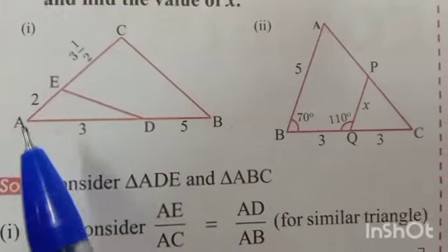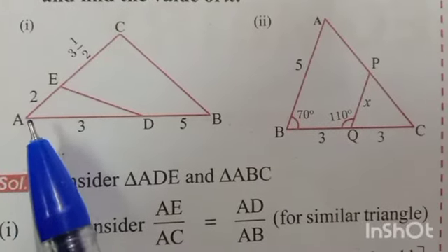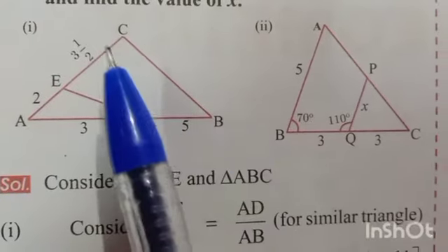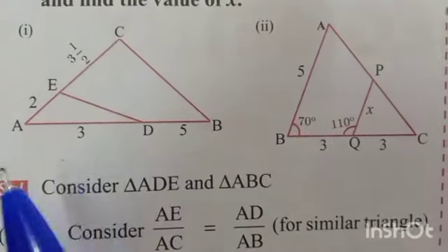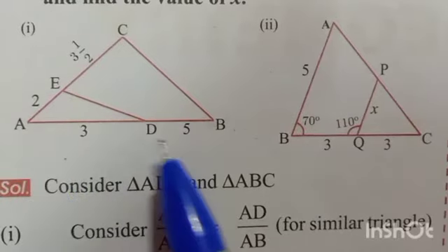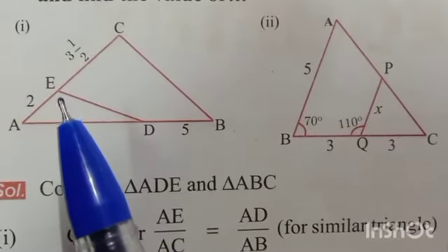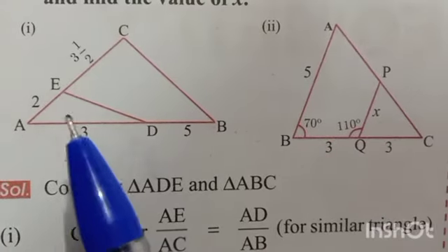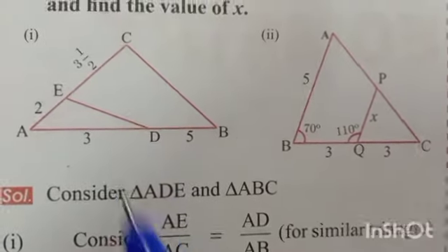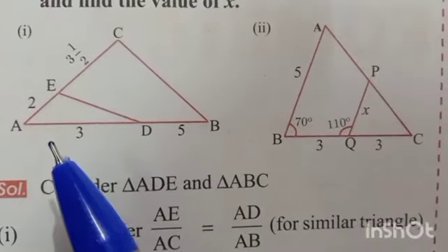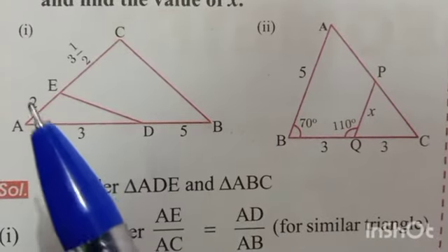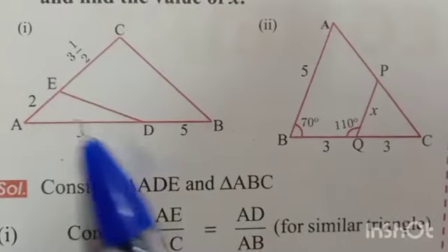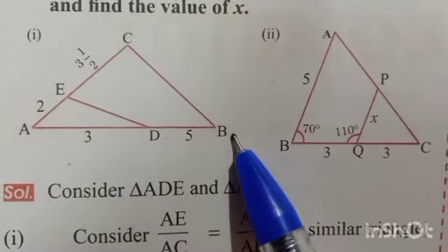Consider triangle ADE and the other triangle ABC. The outer, big triangle is ABC. The small triangle is ADE. We have to consider whether these two are similar. So we have to remember the similarity rules: AE by AC, AD by AB.